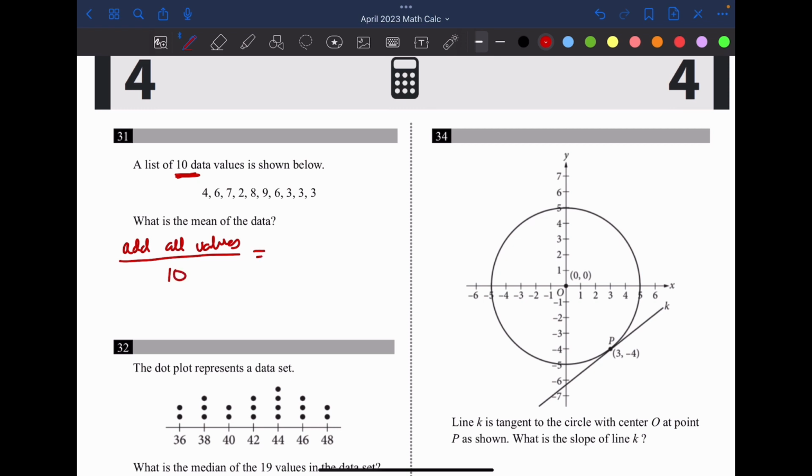So in other words, if you add all these up, let's put this in a calculator: 4 plus 6 plus 7 plus 2 plus 8 plus 9 plus 6 plus 3 plus 3 plus 3, and that gives us 51. We're going to divide that by 10, so the answer is 5.1. Super easy, super simple, just find the mean, something you could literally know how to do in grade 3.